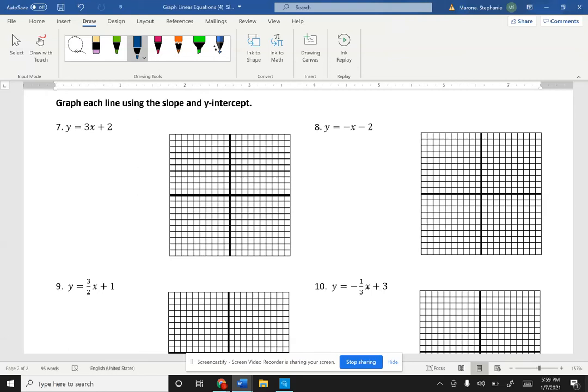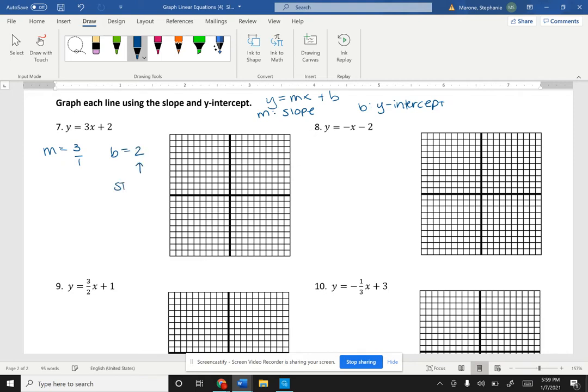Now we're going to graph the line using the slope and y-intercept form. So we're given the equation y is equal to 3x plus 2. It's really no different than what we were doing just up top. So we know that y is equal to mx plus b is slope-intercept form, where m is the slope, which is rise over run, and b is the y-intercept, which is where the line crosses the y-axis, hence the y-intercept. So the slope is 3 because it's the number with x, and the y-intercept is positive 2.